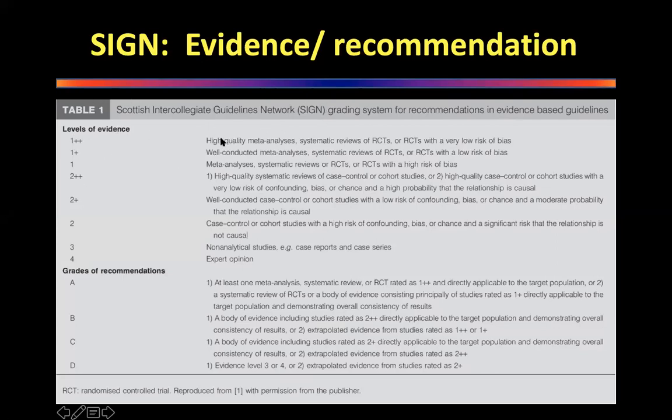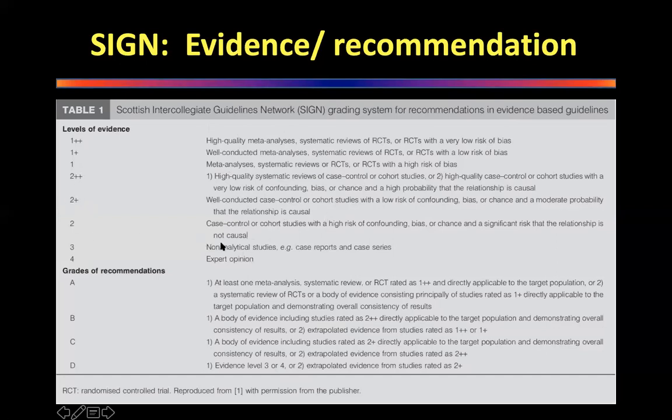So look at this. It is based on meta-analysis, well-conducted meta-analysis with very low risk of bias, or low risk of bias, or high risk of bias. So that's 1++, 1+, 1-. Then 2 is a case control or cohort study. And then these are well conducted or with risk of bias. So if the risk of bias is very low, it's 2++. If it's low, 2+.